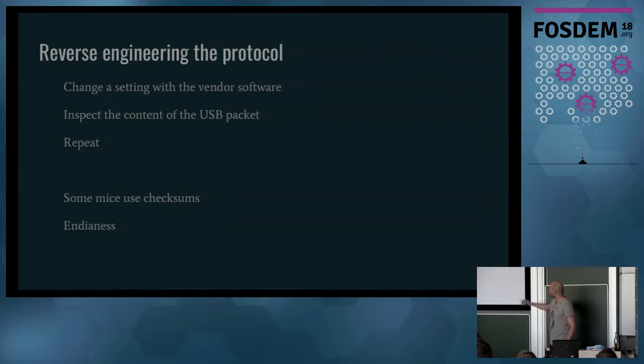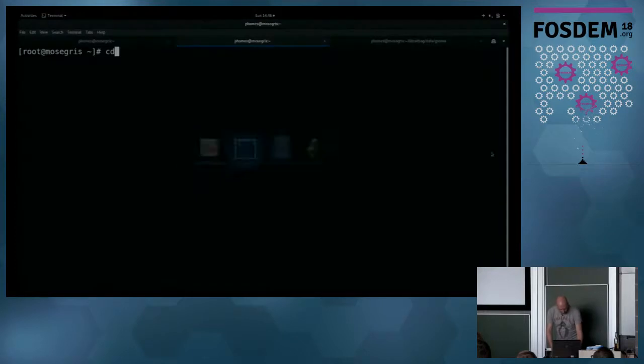It's worth noting that some of the data will sometimes change. Sometimes they put checksums in there so that you can verify that it's not random data that they're getting. So look out for that, and also consider the endianness, typically big endian. So it's a quick demo.